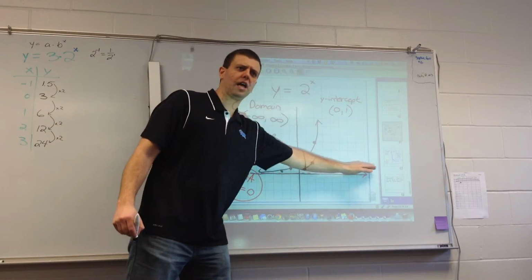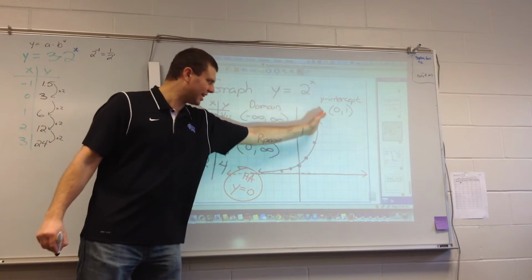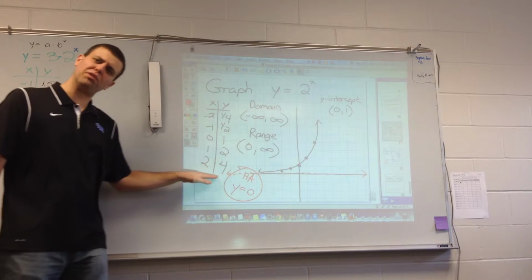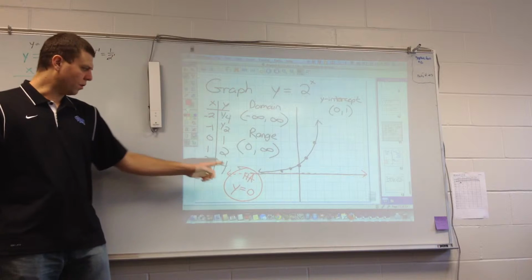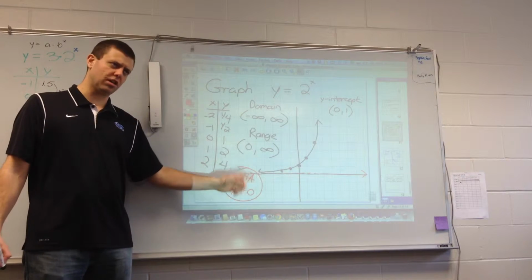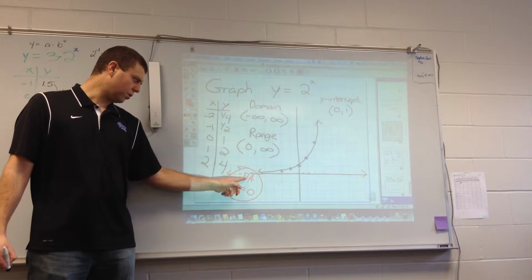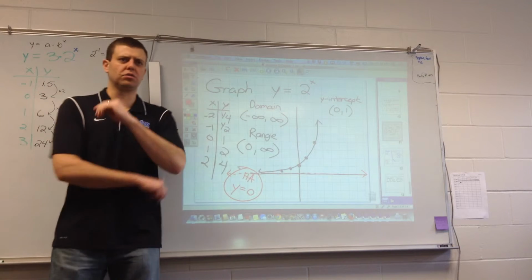That horizontal line, y equals 0, is a line that this graph gets really, really, really close to but never actually hits. The horizontal asymptote, HA, is what you'll see me write. The horizontal asymptote is y equals 0 in this case.